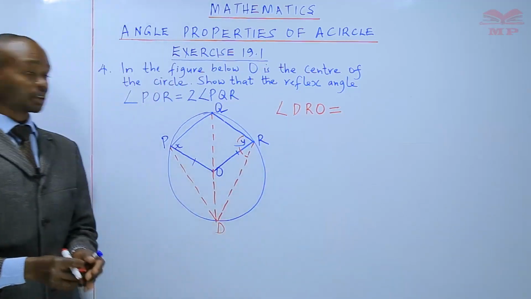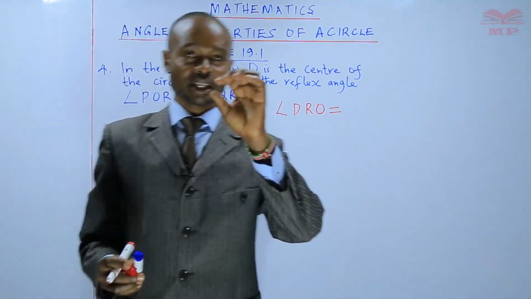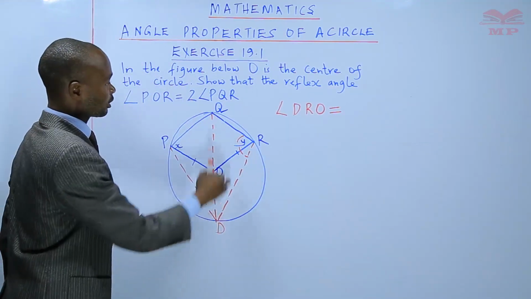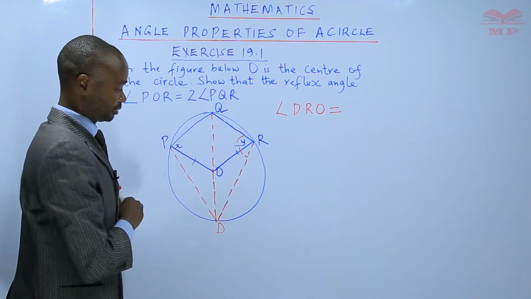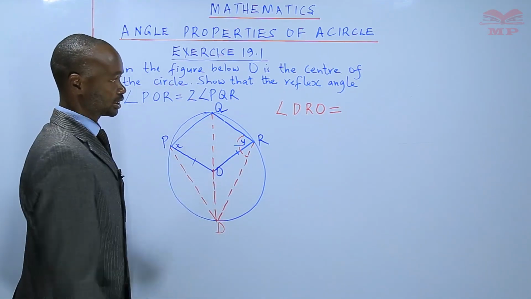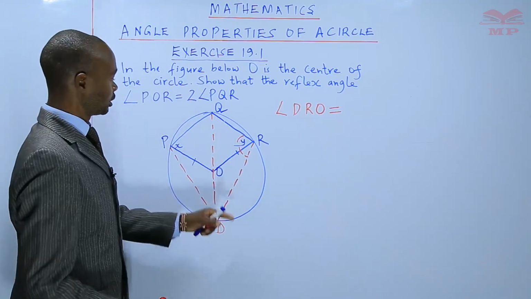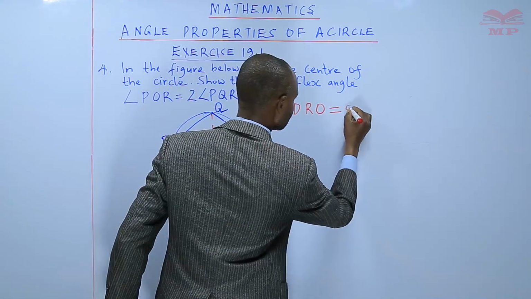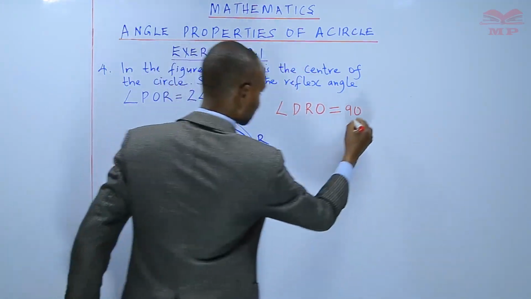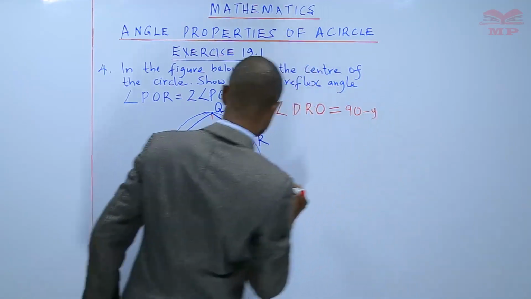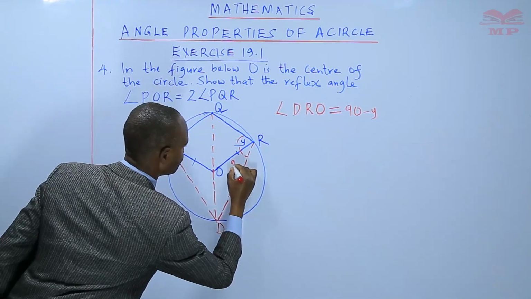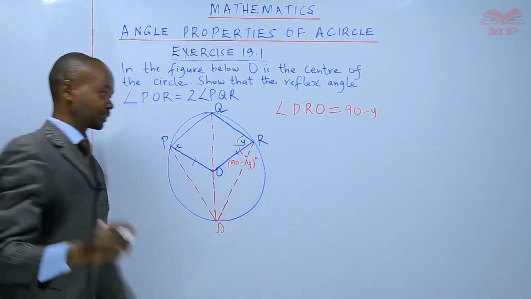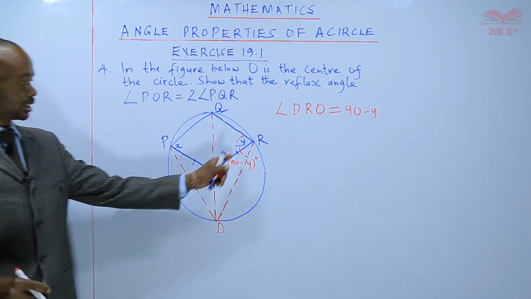What is it? Because I've already told you that the angle subtended by the chord QD, which is QRD, is equal to 90 degrees. So to get DRO, it will be equal to 90 minus y. So I'll actually write here 90 minus y degrees. That is angle DRO.